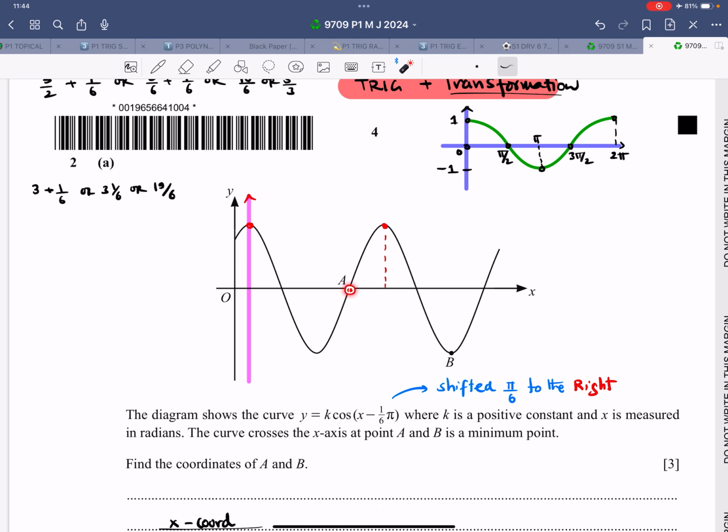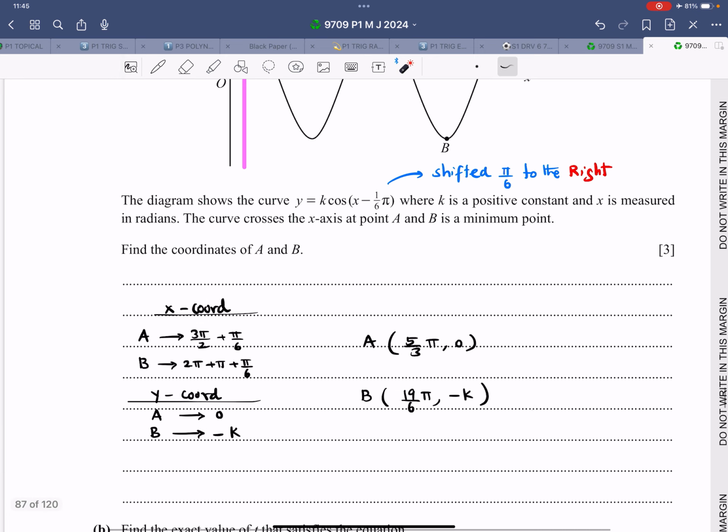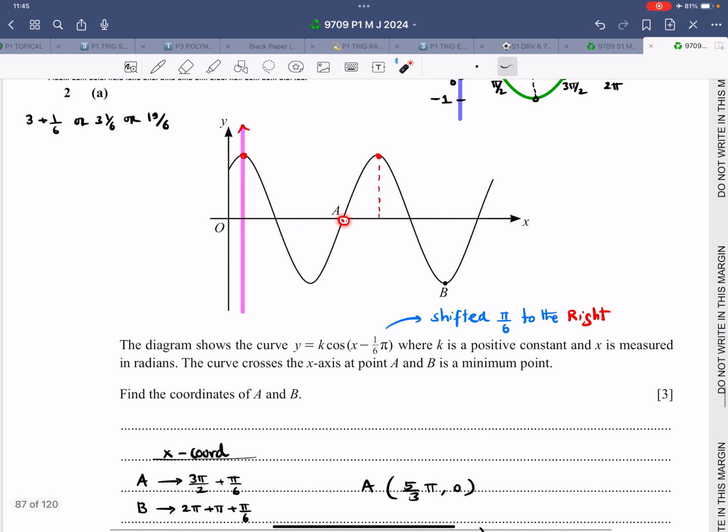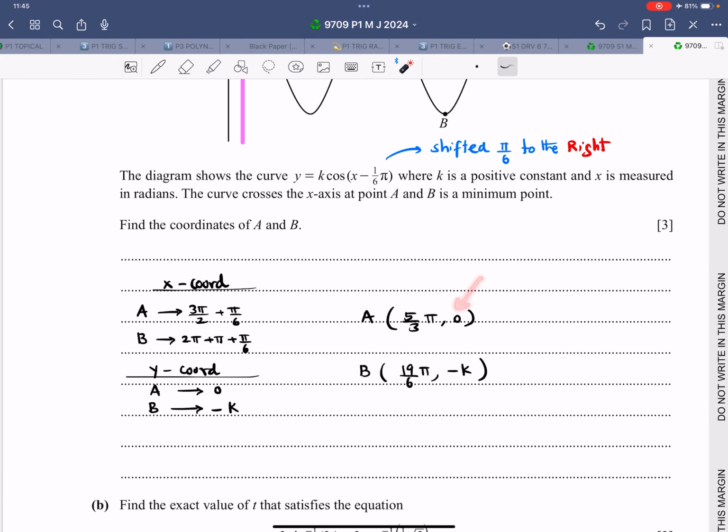So now this point A over here, that corresponds to this point, but it has been shifted pi by 6 to the right. So what have I done? I have taken the x coordinate from the original one. I added pi by 6 and this comes out to be 5 pi by 3. It's on the x-axis, so therefore the y coordinate is 0.